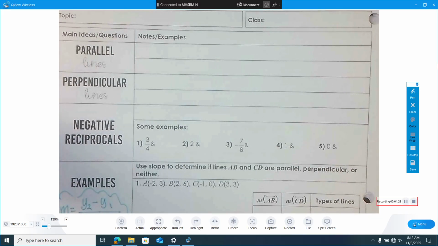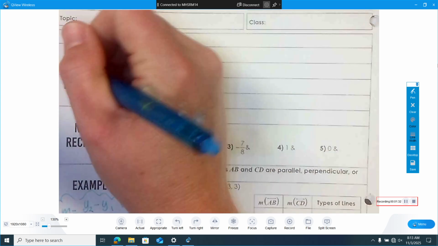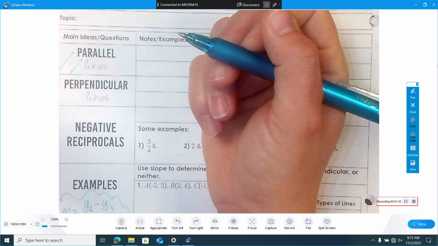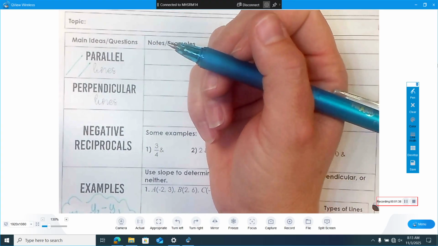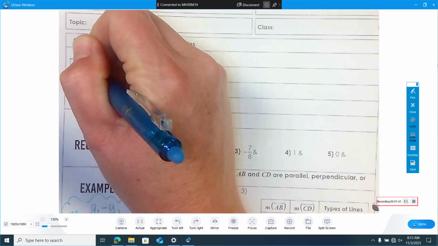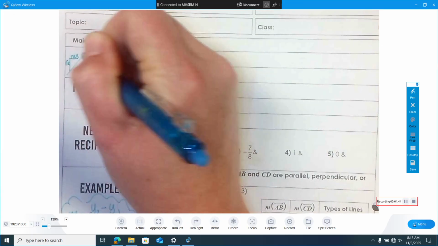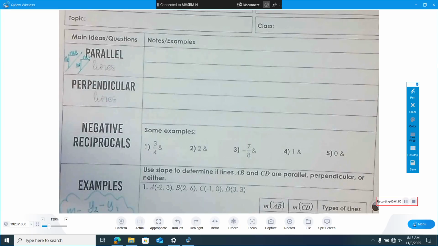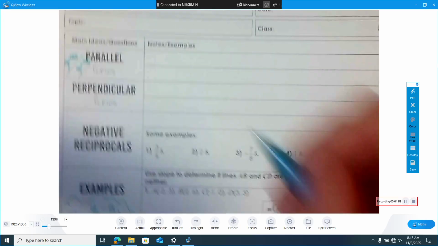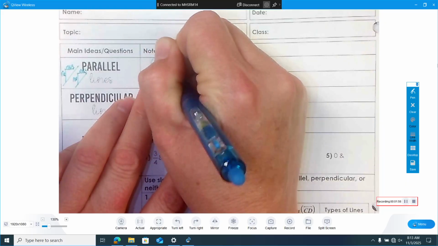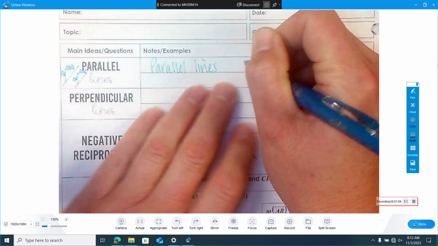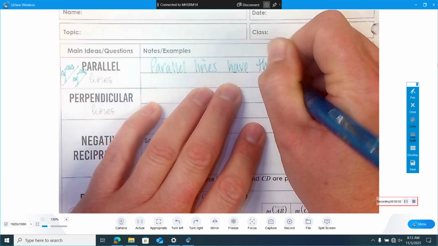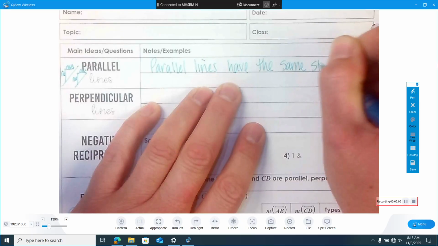How do we use slope? If lines are supposed to be parallel, they never intersect. In order to never intersect, what must their rise and run be? The same, yeah. The rise and the run has to be the same. And so if we have parallel lines, it must be true that parallel lines have the same slopes.